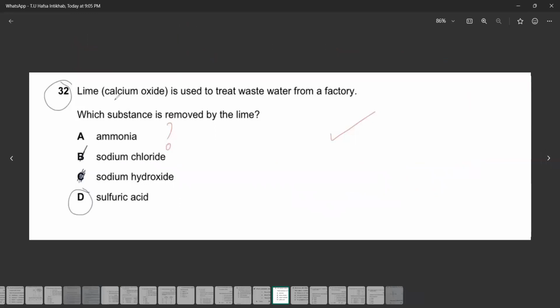Lime, which is calcium oxide, is used to treat waste water. Lime is what? It's a metal oxide. Look, oxides: when an element combines with oxygen, it will form an oxide. An oxide can be a metal oxide, and an oxide can be a non-metal oxide. When a non-metal combines with oxygen, it will form a non-metal oxide.